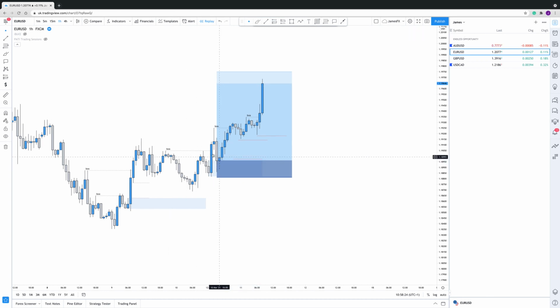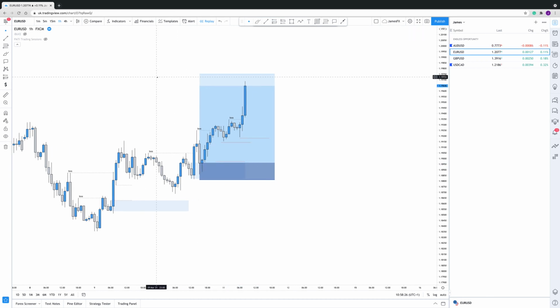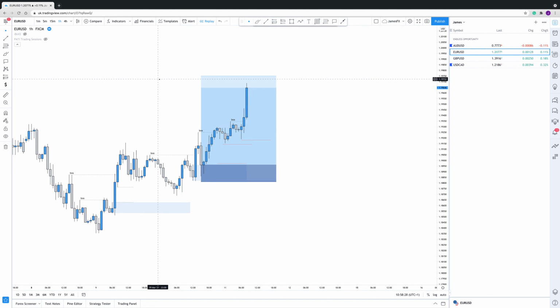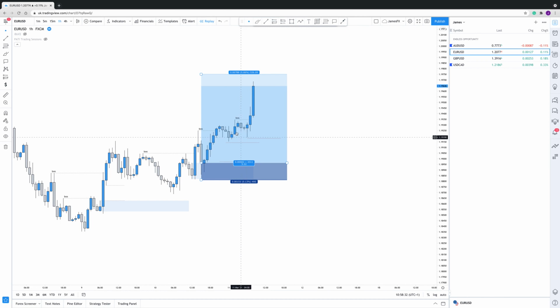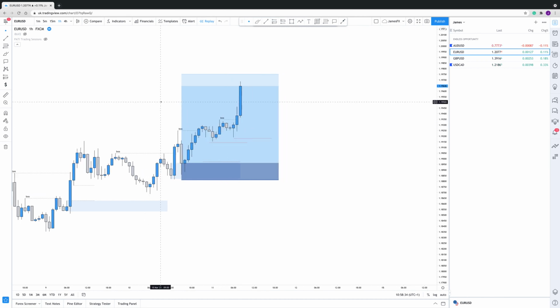So let me just remove that because we don't need that. So where would the order block be? Here. Let me give you a second to see if you can see where the order block would be before I place it on.